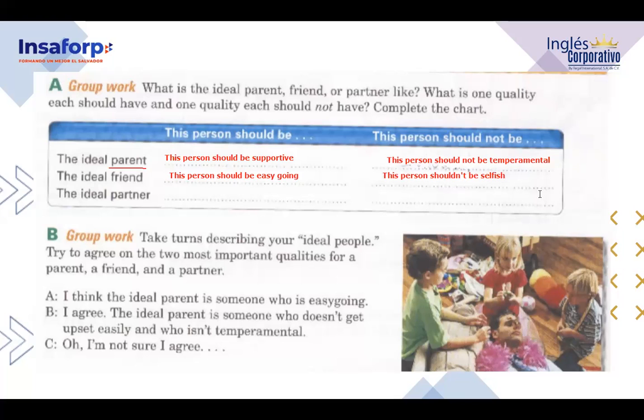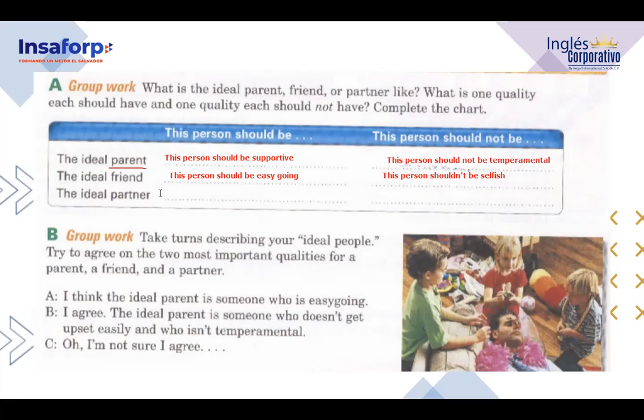Remember that to talk about negatives, like shouldn't, it's the contraction of should not, right? So take that into consideration for the test as well. All right. And then the ideal partner. We're talking about a relationship, right? So the ideal partner. Let's see. What should be the ideal partner?